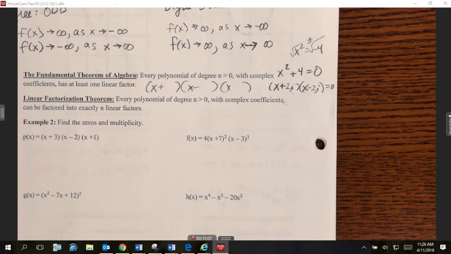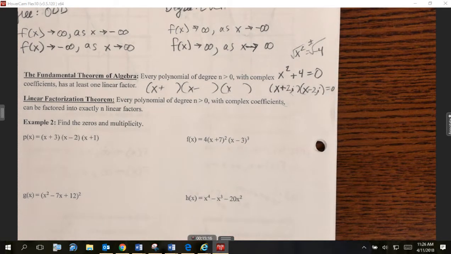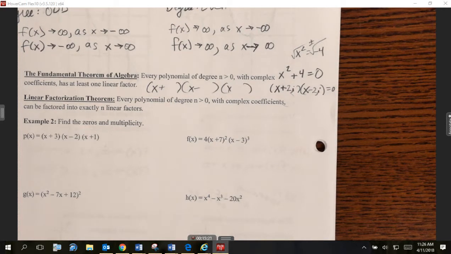It can be factored. You just can't graph them because they're imaginary. But these are saying that every single polynomial can be factored, and we will be factoring out every single polynomial all the way. Eventually, not today. Okay, so we're getting towards that. But that's what those theorems say.